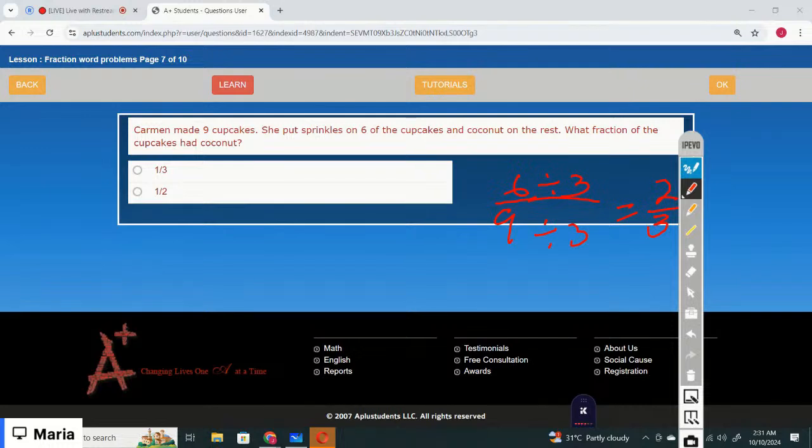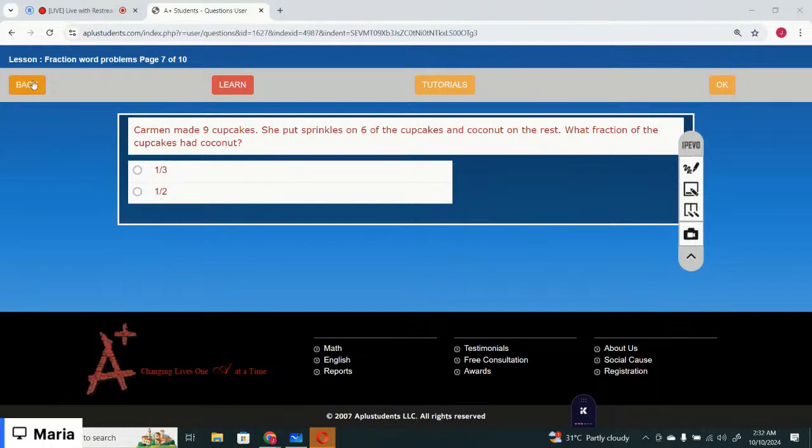Yes, that is 2. What fraction of the cupcakes? 6 out of 9. But where is 6 out of 9? You are not given that in the options, right? Okay, you can complete the lesson by yourself later today. Let me just move on to the next lesson.